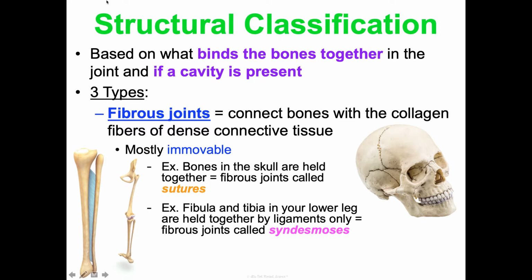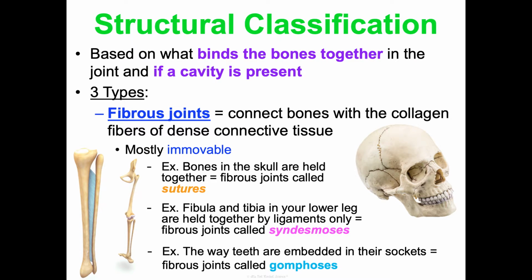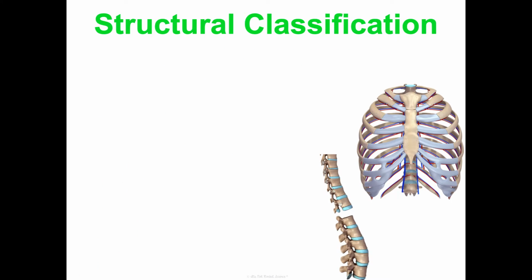Every joint can be classified structurally and functionally. Another example, your fibula and your tibia that are in your lower leg are held together by ligaments only. That's what's connecting them. And they are fibrous joints that we refer to as syndesmoses, or a syndesmosis would be the singular. Another is the way that your teeth are embedded in their sockets. It's a fibrous joint that you can't really see in this picture, but the plural, these fibrous joints are called gomphoses.